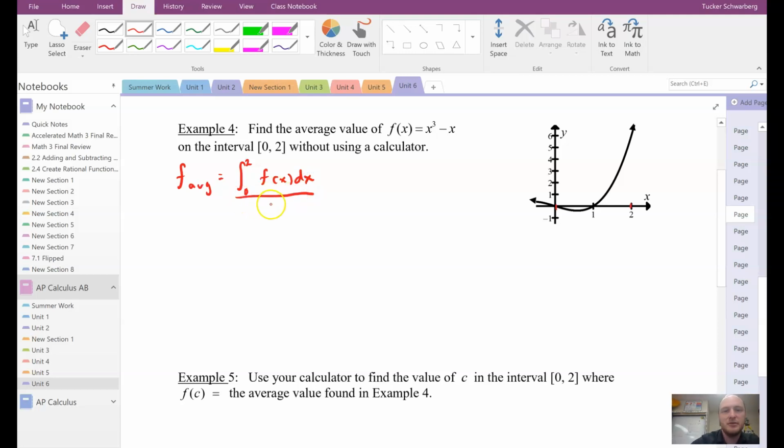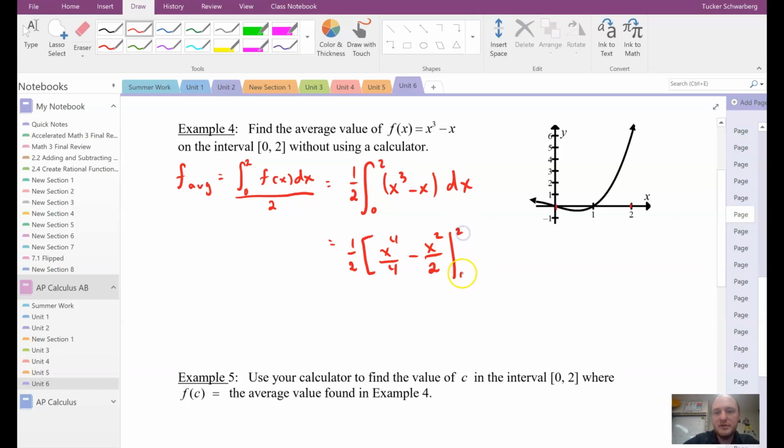divided by the width. And so the width is 2. All right, so I can go ahead and factor out that 1/2 from the integral of 0 to 2 of f of x, which is x cubed minus x dx. And I'll integrate. So I have 1/2 times x to the 4th divided by 4 minus x squared divided by 2, evaluated from 2 to 0.